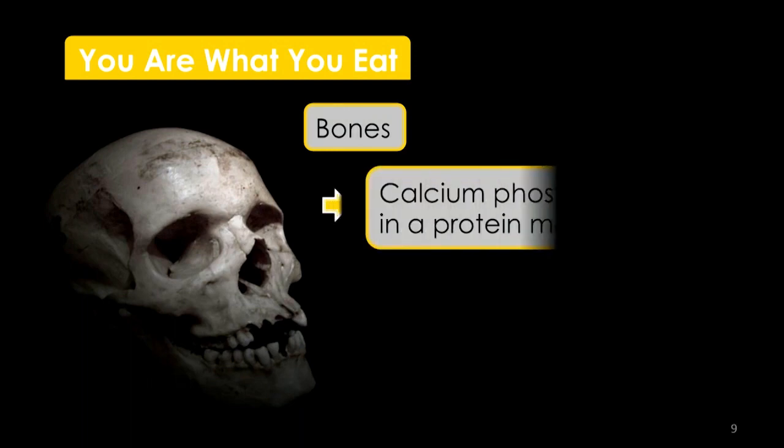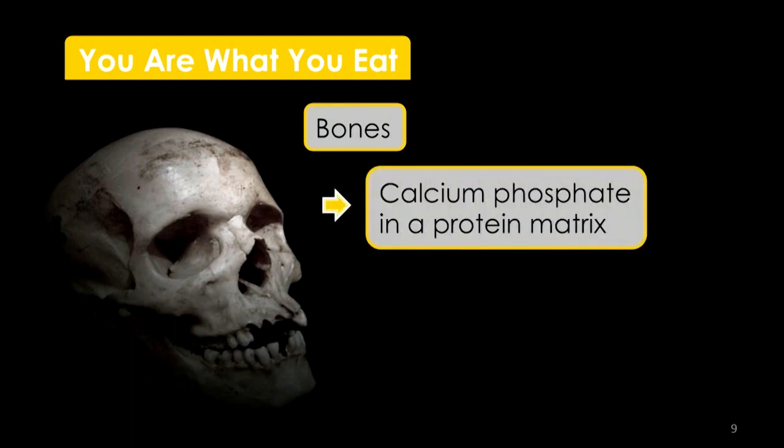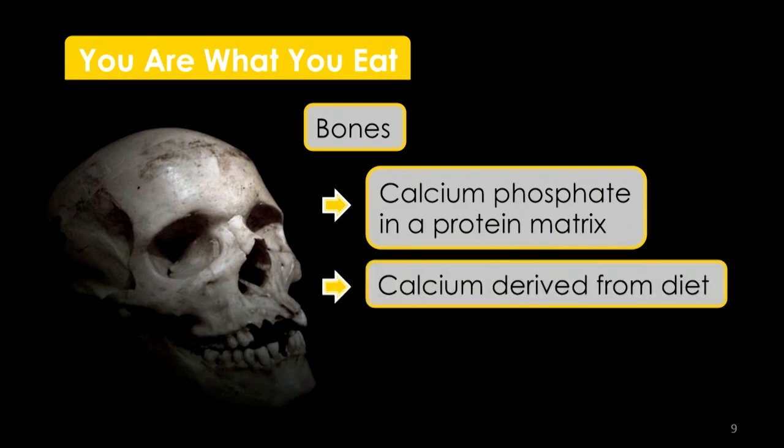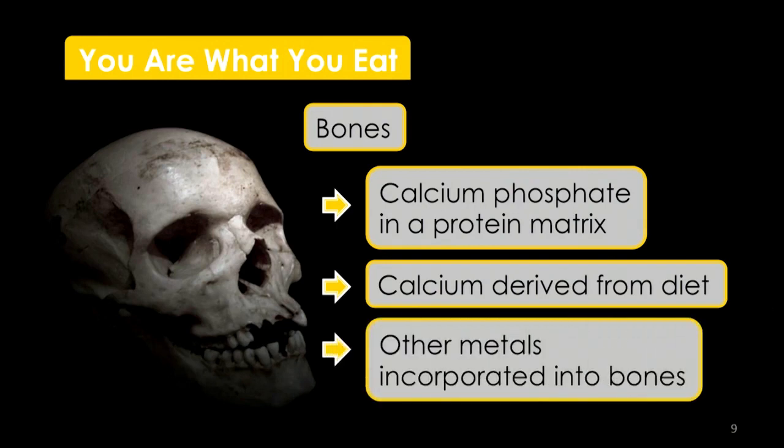Now let's look at bone. Bone is basically calcium phosphate in a protein matrix. Everybody's bones contain large amounts of calcium, and that calcium comes from your diet. And this is why, particularly when you're growing up, it's important to have a good amount of dairy products, because that's an excellent source of calcium. But other metals will also be incorporated into your bones if they are present in your diet.